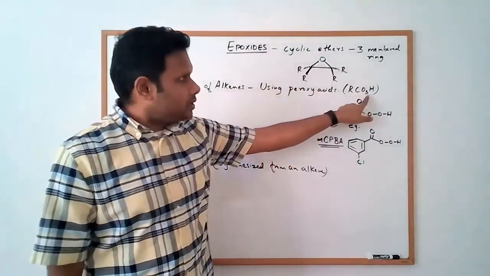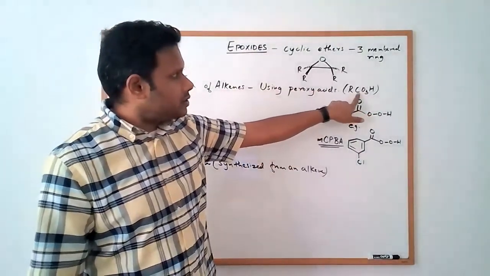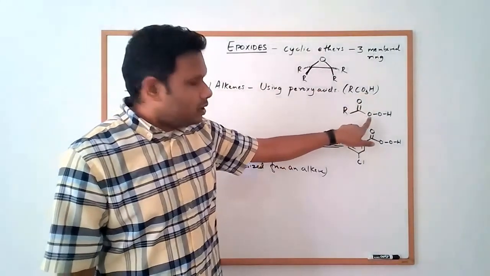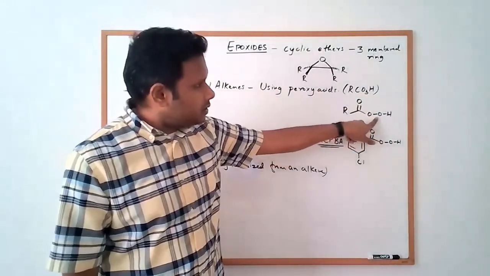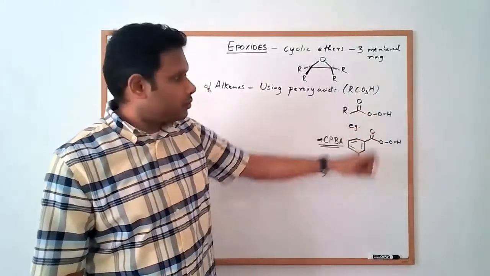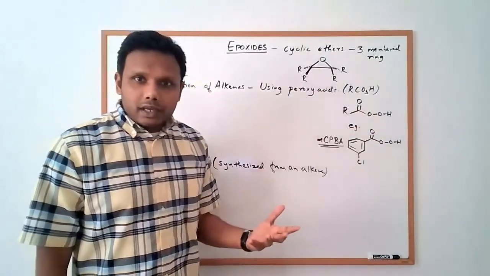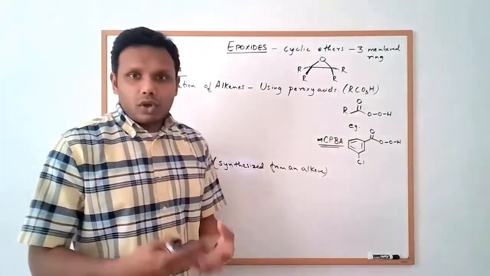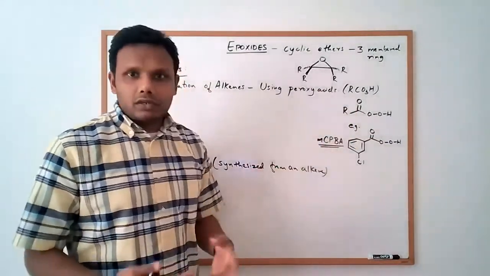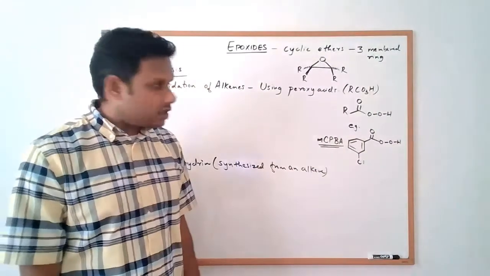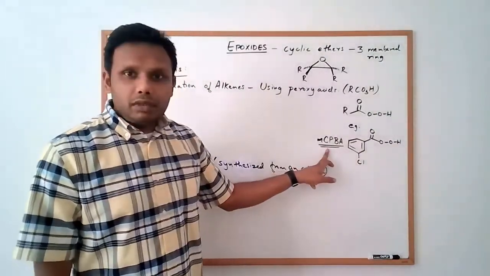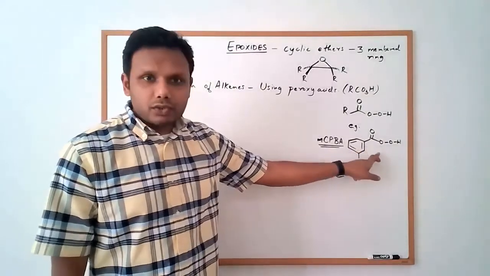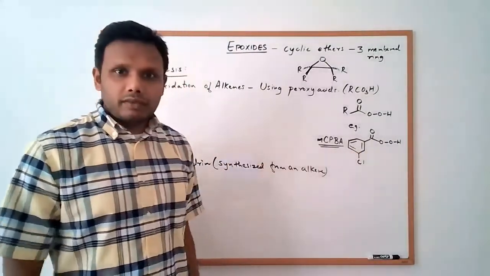A peroxy acid has a general formula of RCO3H. As you can notice, compared to a carboxylic acid, there is an extra oxygen over here. A good example of a peroxy acid, I guess the most commonly used reagent that you might find in organic chemistry textbooks, is MCPBA, which is metachloroperoxybenzoic acid. So that's the structure of MCPBA.